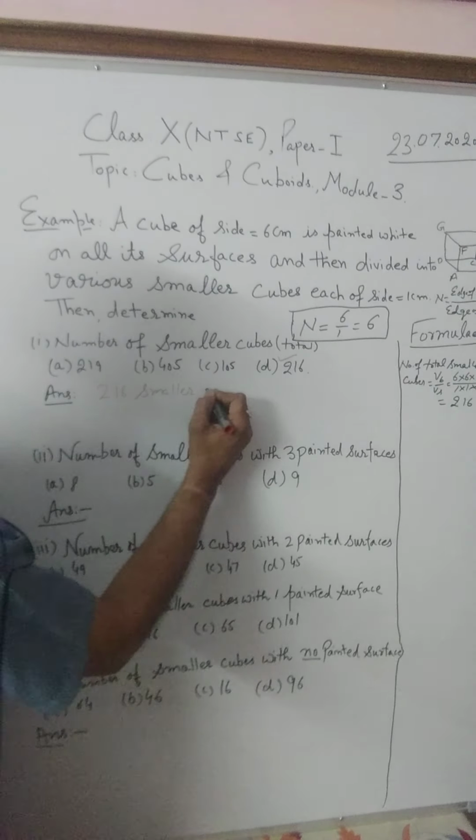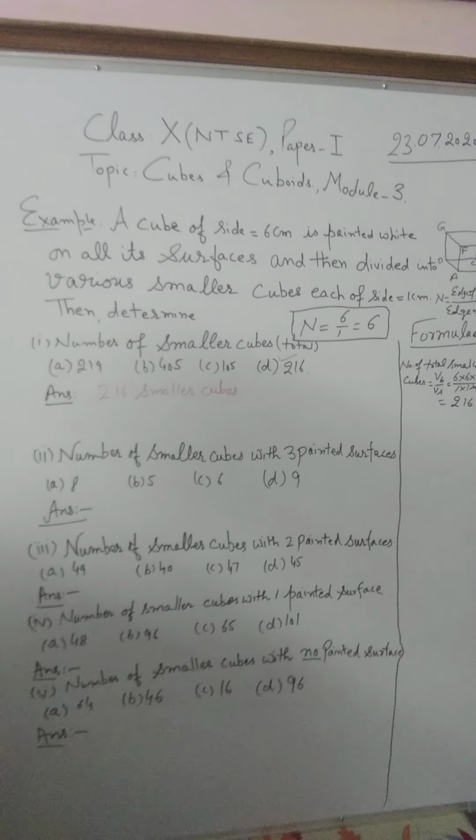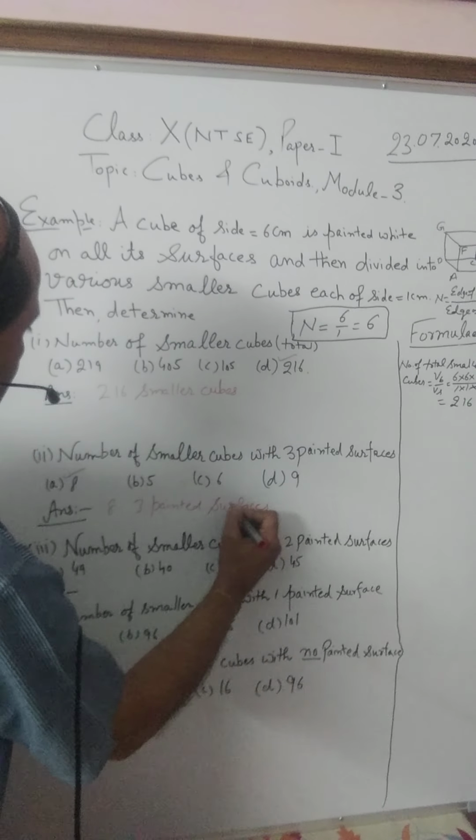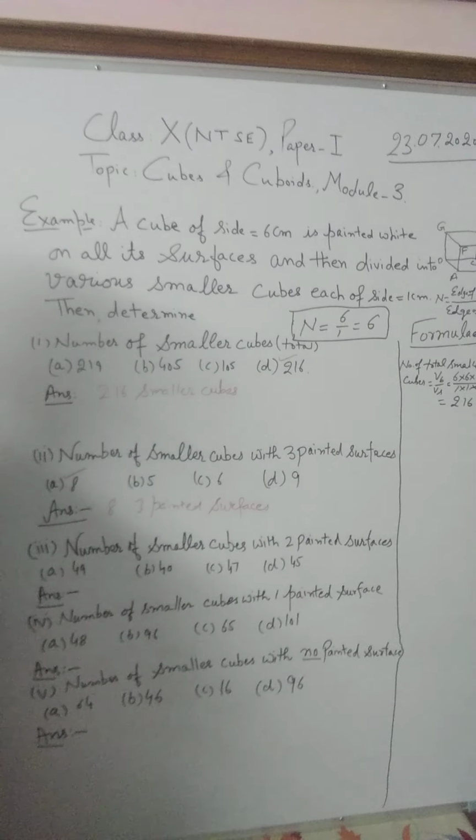Similarly, we will now come to the second part, number of smaller cubes with 3 painted surfaces. 3 painted surfaces means all the faces of a cube are covered, and every cube has 8 such corners. So this will be 8 as usual. So 8 cubes with 3 painted surfaces. There will be no change and it will remain as it is.